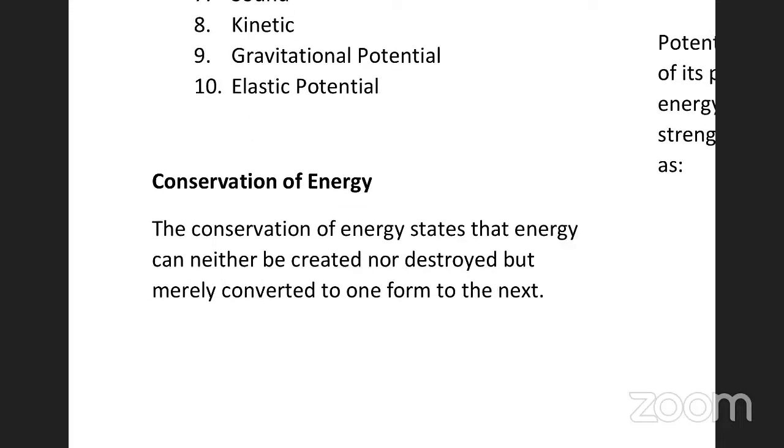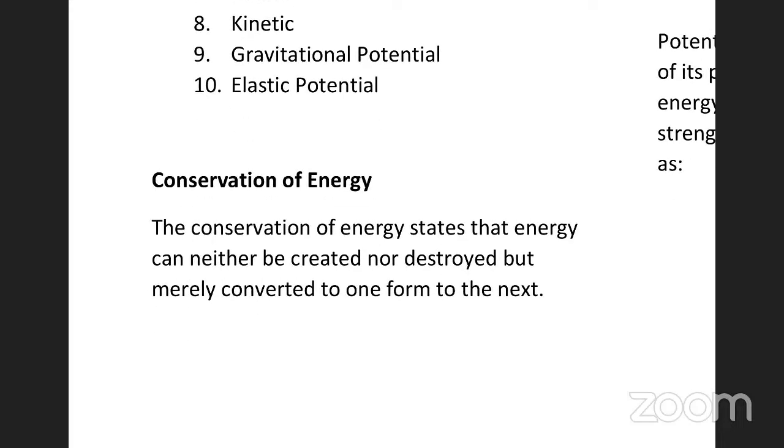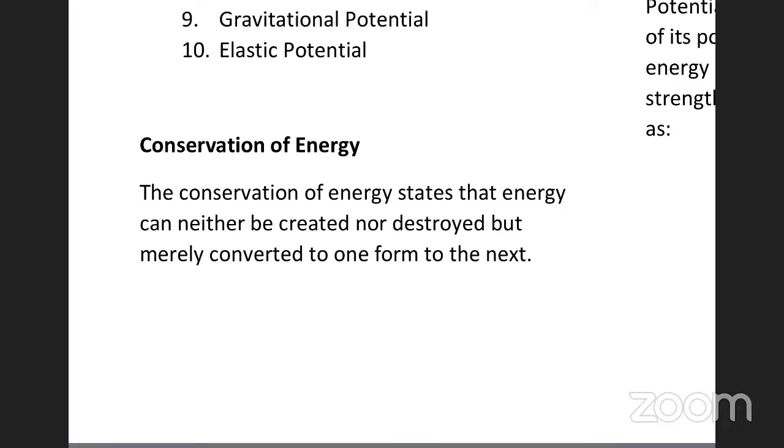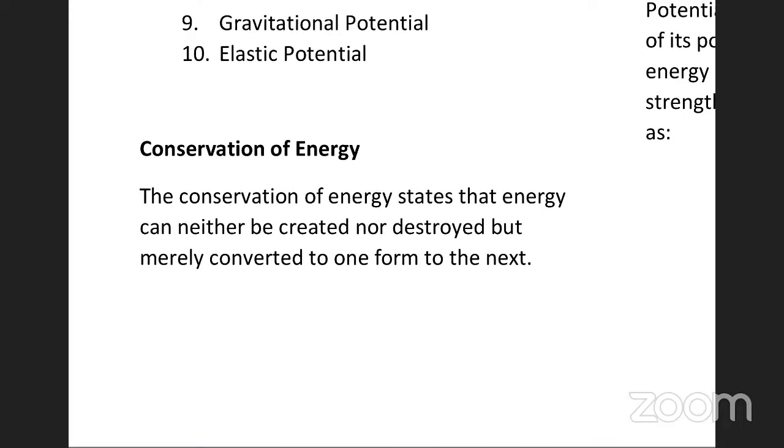Very good. Kinetic energy is something moving. Gravitational energy is something above the Earth's surface. And elastic potential energy, you'll get from a rubber band or strip or something. Are you okay with that? So those are the different types of energy.